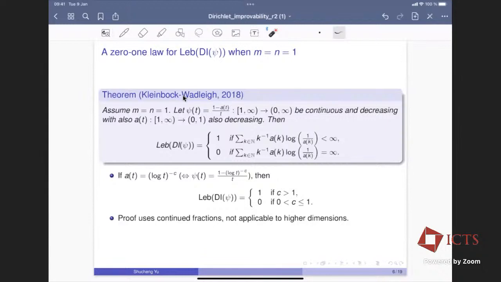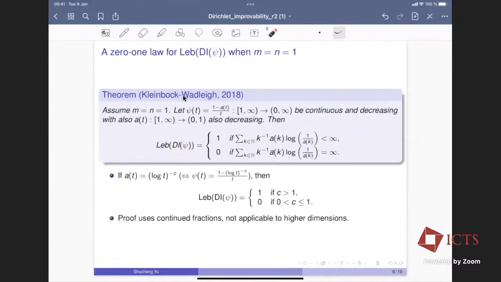Then the theorem says that if this series involving a(k) is convergent, then the set D(psi) has Lebesgue measure 1. Here the terms are k inverse times a(k) times log 1 over a(k). And if the same series is divergent, then D(psi) has Lebesgue measure 0. This condition is a bit more complicated than the Khintchine theorem, but still it's an explicit condition, and it's a perfect zero-one law for determining the Lebesgue measure of the set D(psi).